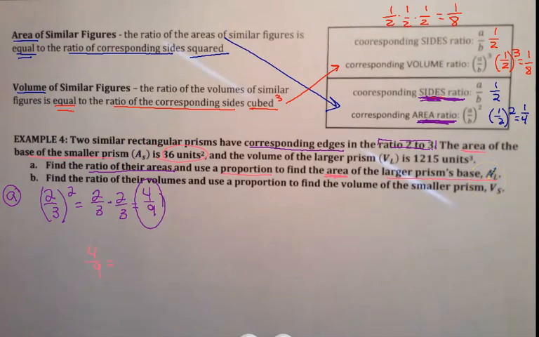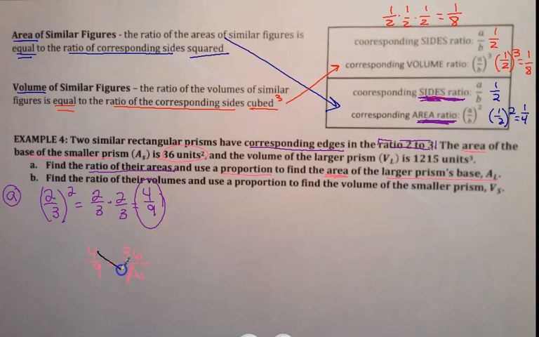So in this case, I'm going back to this question. Does 36 go with the 4? Do you think the 4 is the larger prism or the smaller prism? The smaller. It's a smaller number, so it should be the smaller prism. So the 36 would go here, and our A sub L would go in the denominator. Or you could just put A if it makes it less confusing for you to solve.